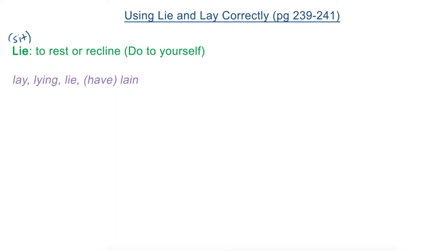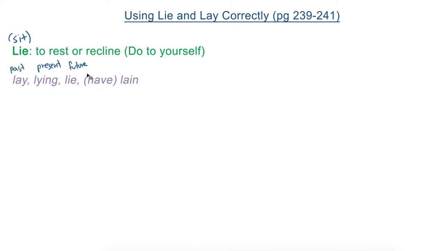Okay, so the past tense of lie is lay. The present tense is lying, and the future is lie. And if you're going to pair it up with the helping verb have to show that you have experience, you would use the word lain. Let's go over examples of each one. You can say, yesterday I lay in bed all day. For lying, you can say, I'm lying down in bed now. Or you can say, I will lie in bed tomorrow.